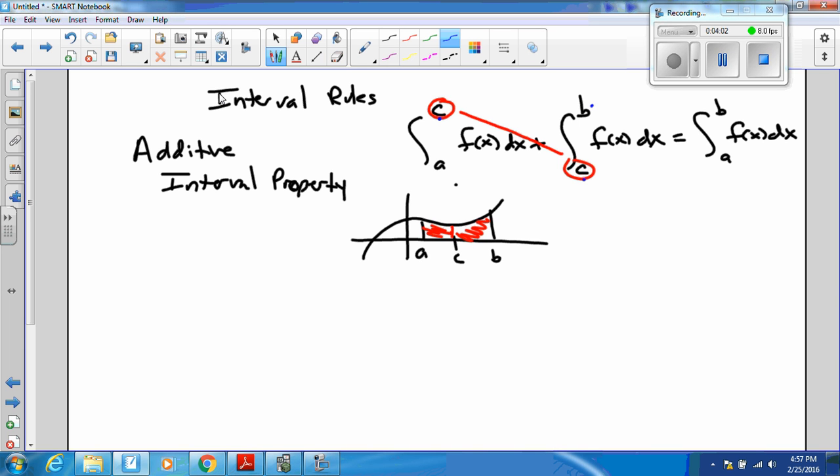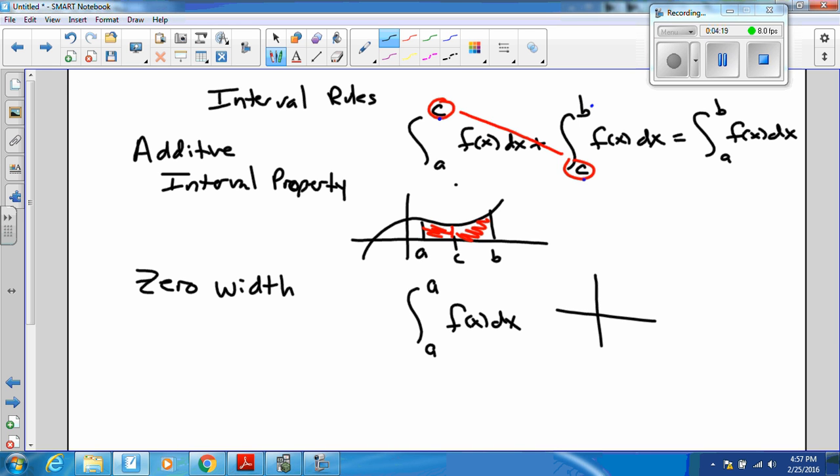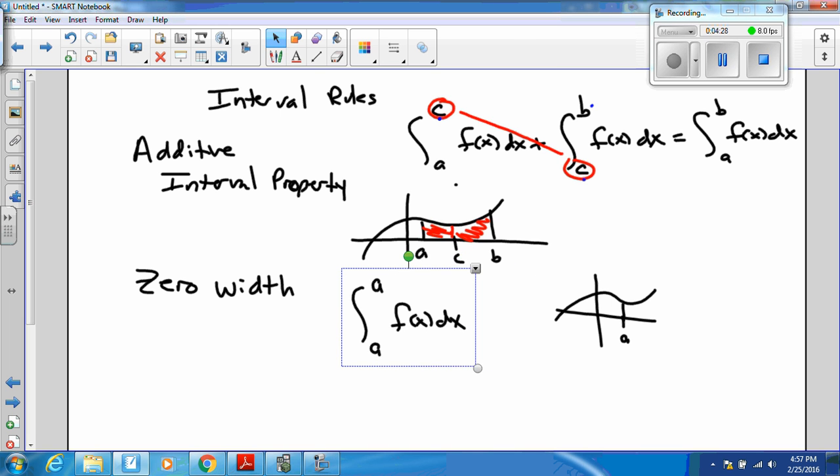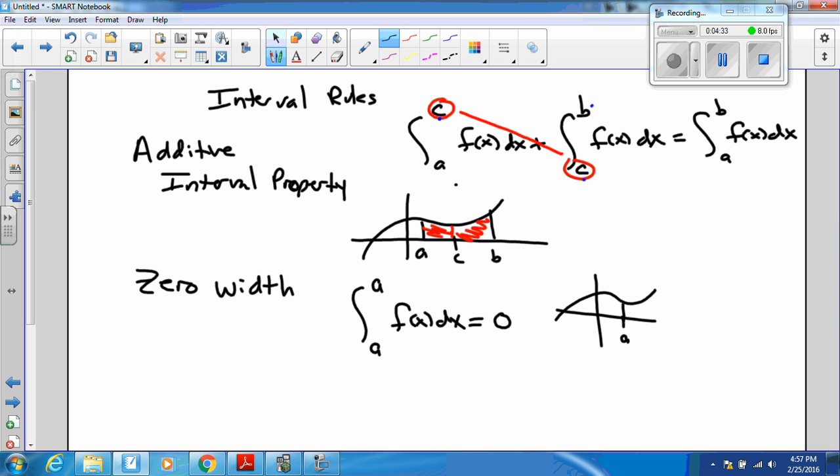In addition to the additive interval property, we also consider the zero width property. And that is that if I integrate a function from a to a, here's my function, I'm going to integrate from a to a, then I am enclosing exactly no area whatsoever, so that I can immediately write that the integral from a to a of f of x is equal to 0, no matter what function f may happen to be.